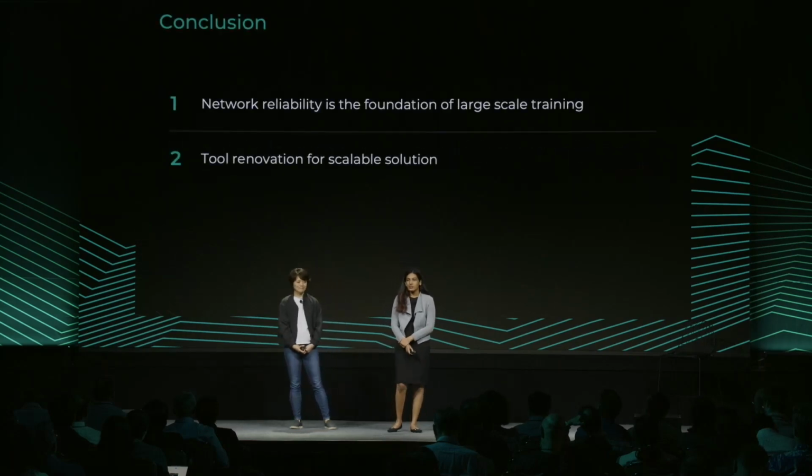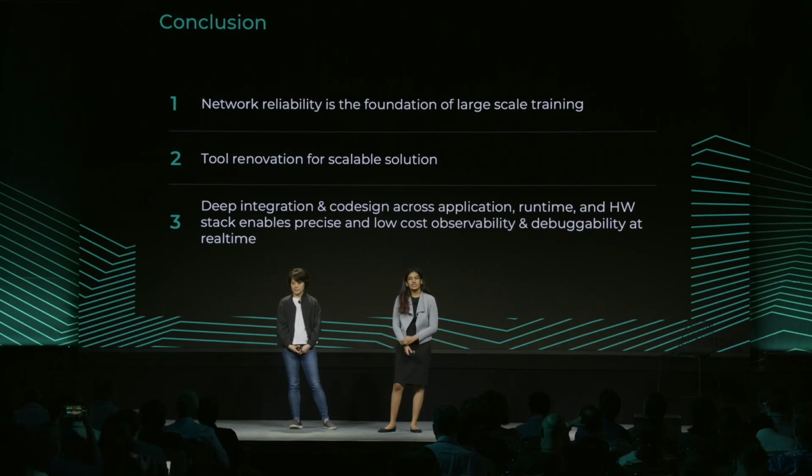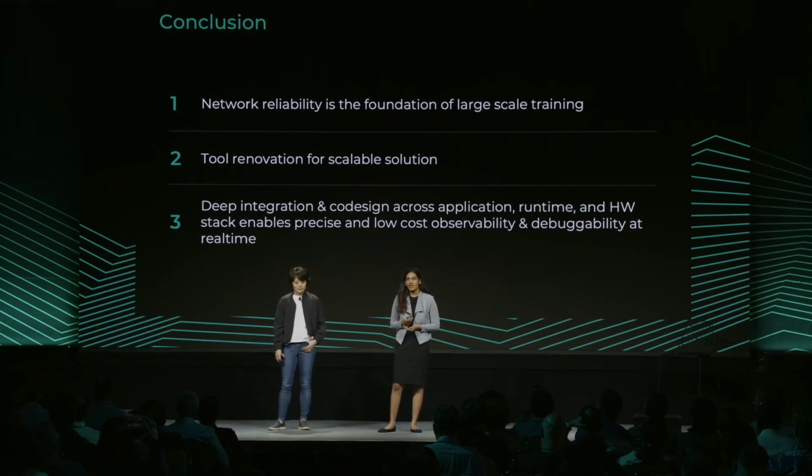So to conclude, the three main key takeaways are: network reliability is foundational for our large-scale training. A reliable network ensures that we can operate our systems effectively and efficiently. Secondly, as our models and infrastructure continue to grow in scale and complexity, it's important to have innovative tools that can keep up with this scale. Lastly, we have observed that having independent network metrics that track and maintain our system health is necessary, but it's not sufficient when it comes to debugging performance issues for large jobs. For this reason, we added instrumentation in our application stack to give us much more precise and low-cost observability and debuggability in real time.